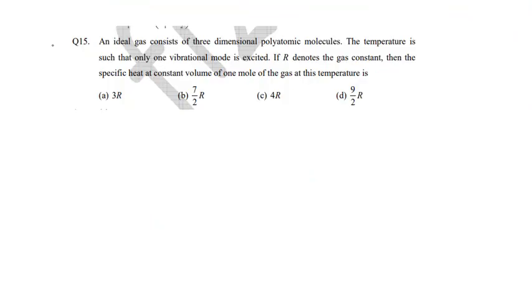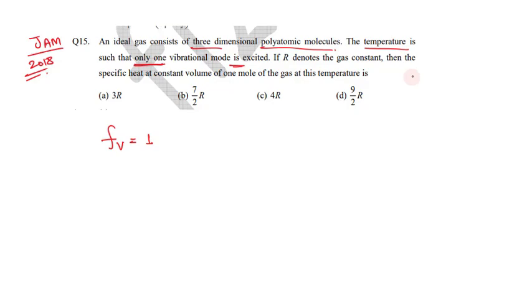So let us have a sample problem. This problem is from the JAM 2018 physics exam. An ideal gas consists of three-dimensional polyatomic molecules. I have taken this question from a physics institute website so that I don't have to check it on the official website. The temperature is such that, they have not specified whether it is low or high, only one vibrational mode is excited. So the number of vibrational degrees of freedom is 1.